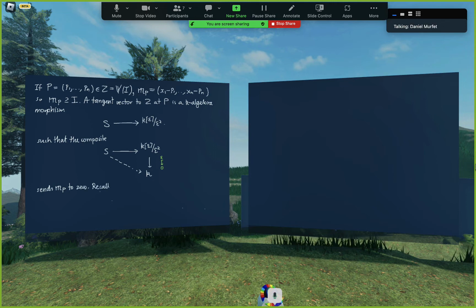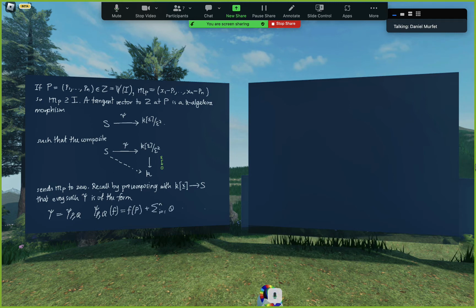And recall, by precomposing with the quotient map, that every such psi is of the form psi equals psi_{p,q}. Psi_{p,q} of f is f of p plus a sum over... for some q, they're all of the form psi_{p,q}.